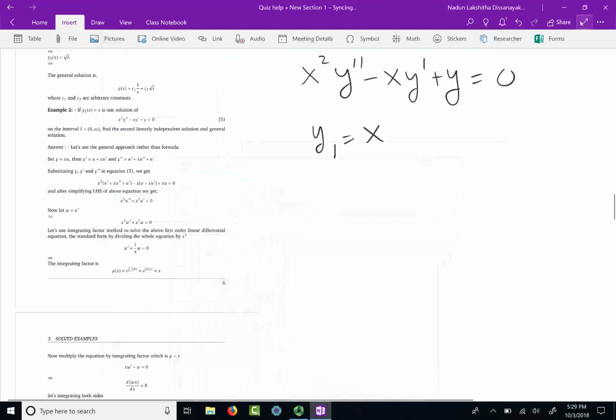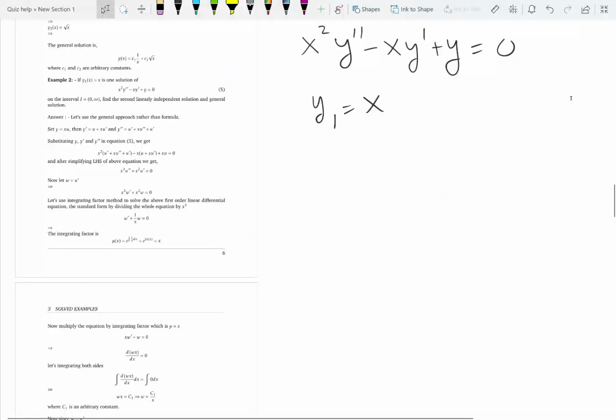Okay, so let's look at an example, a very simple example. We have a second order linear differential equation and we know the first solution. So we need to shoot for the second solution. Again, I'm going to use the general approach here. If you're using the general approach, you don't have to have your differential equation in standard form.